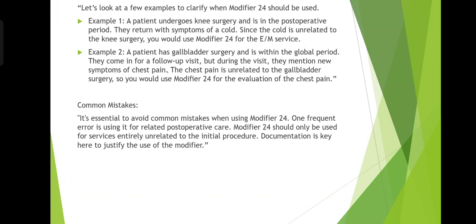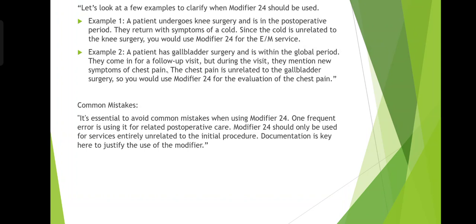So in this case we have to use modifier 24 with the current E/M service, to indicate this is a completely unrelated E/M service during the post-operative period. Okay, let's look at another example.